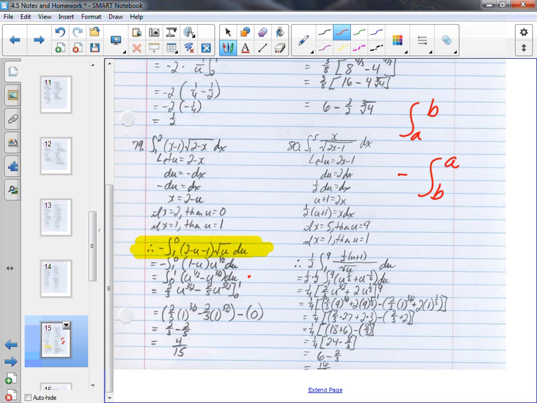So I'm here on this line, and now I'm ready to use the fundamental theorem of calculus. Take the antiderivative, so that'd be 2/3 u to the 3/2 minus 2/5 u to the 5/2, and evaluate it from a to b, okay? Which means the antiderivative evaluated for b, the upper limit of integration, minus the antiderivative evaluated for a, the lower limit of integration.